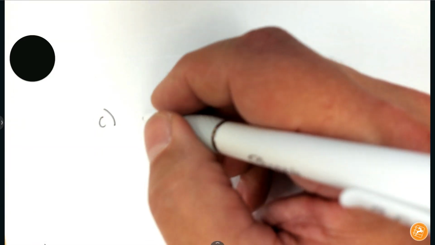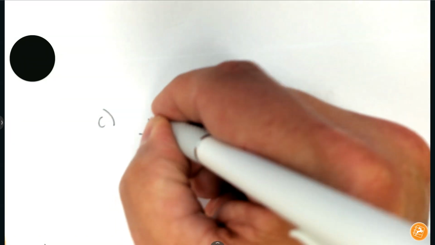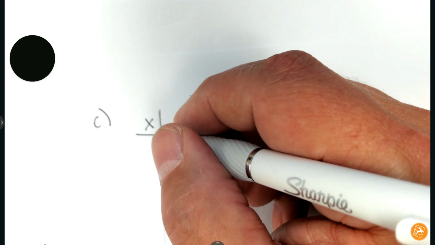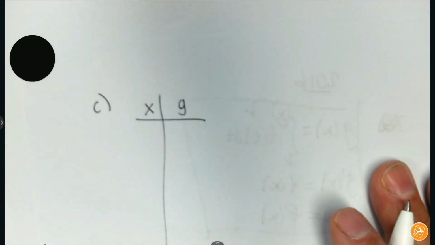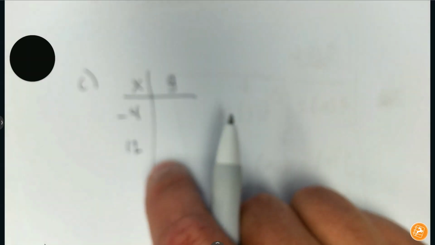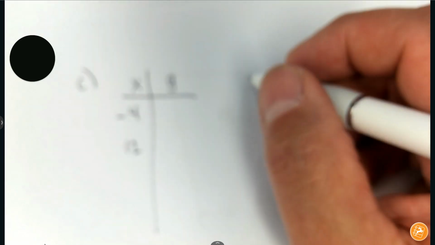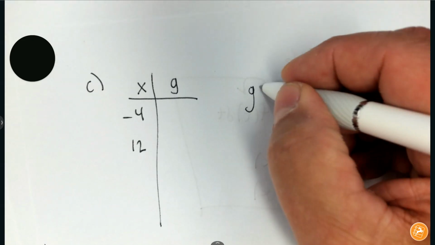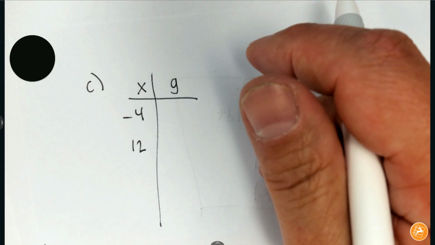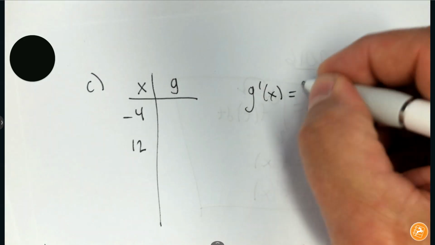Find the absolute minimum. That's part C. So what do I draw first for absolute minimum? A table of values. And we have to find the absolute minimum and absolute maximum of g, from the interval -4 to 12. So we start there from -4 to 12. And then we look at our critical numbers. So the derivative of g, again, is equal to f at x.